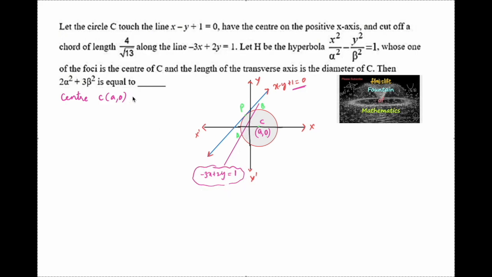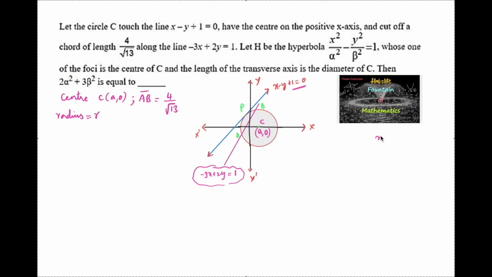So let us consider AB as the chord. So AB is equal to 4 upon root 13. And let R be the radius. The radius of the circle we consider to be R.